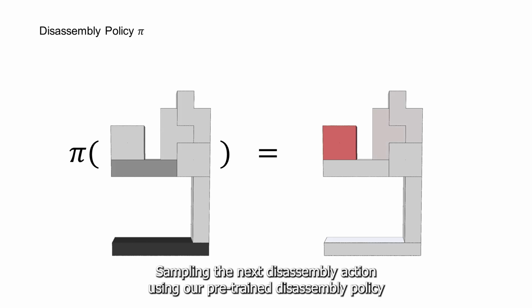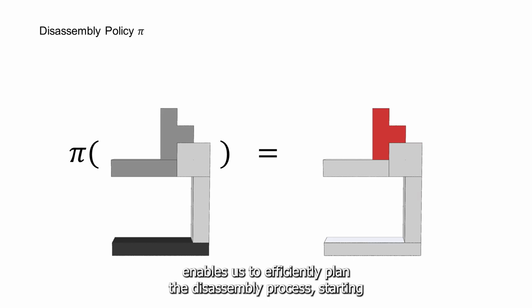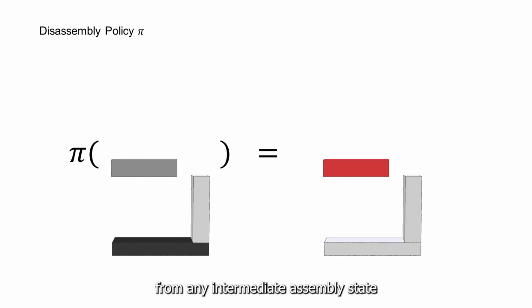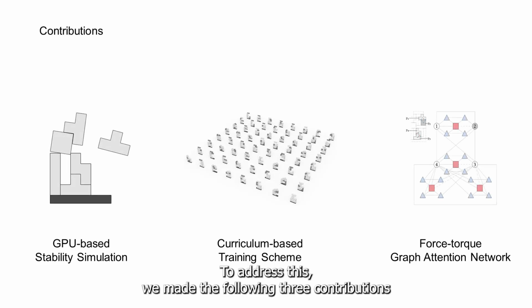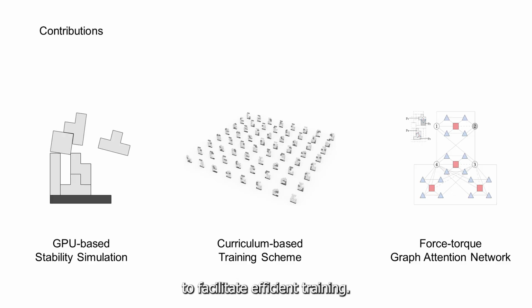Sampling the next disassembly action using our pre-trained disassembly policy enables us to efficiently plan the disassembly process starting from any intermediate assembly state. Training an effective disassembly policy is technically challenging. To address this, we made the following three contributions to facilitate efficient training.